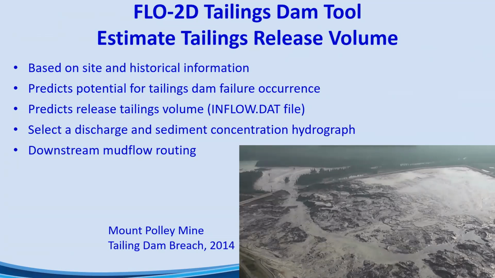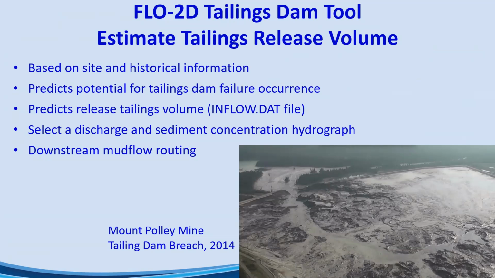For the Tailings Dam Tool, we do several things. We first predict the likelihood or the probability for the tailings dam failure to occur, and I'm going to talk extensively about this and how we do it. We also predict the released tailings volume based on empirical correlations or empirical equations that use documented tailings dam failures.